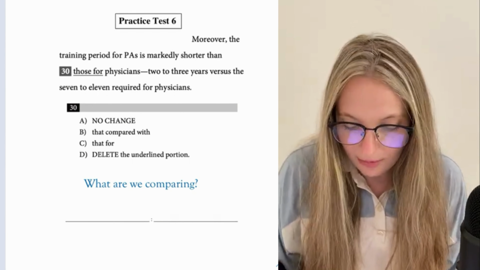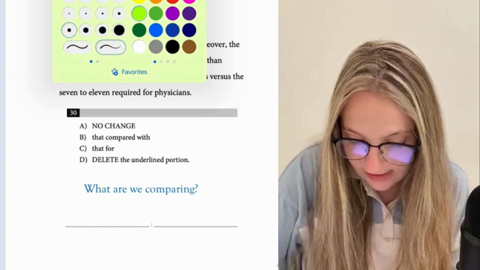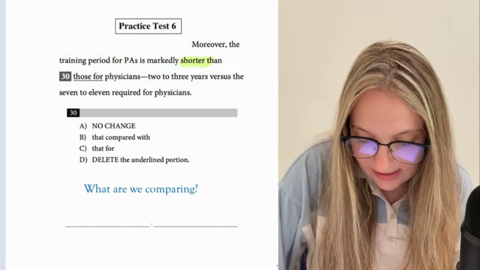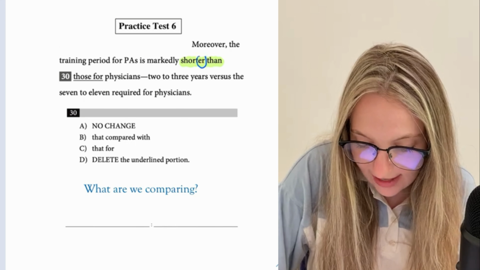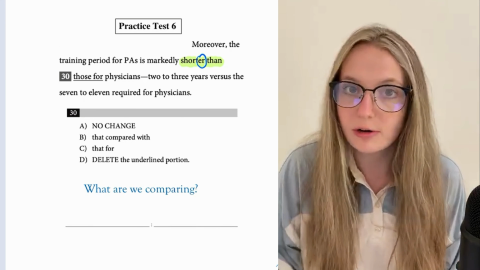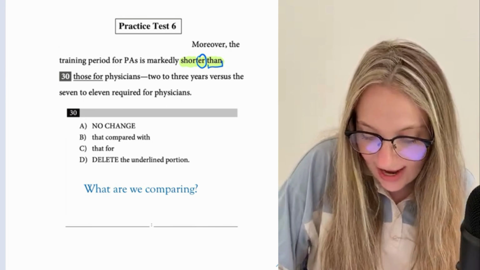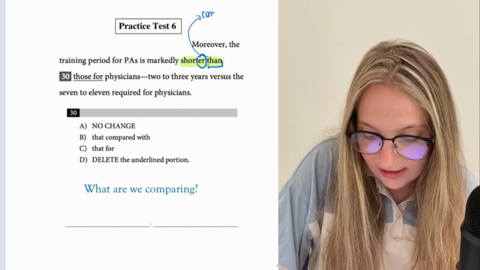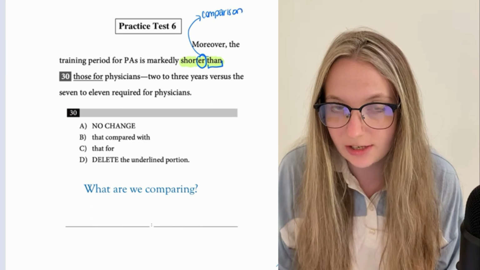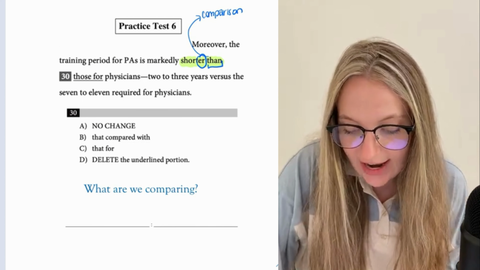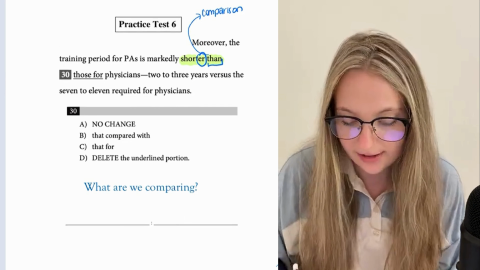Alrighty then, checking out practice test 6, number 30 right here. So again, how do we know that this is a comparison question? We see that it says "shorter than" in the actual paragraph. So whenever we see something that ends with -ER, nicer, smarter, shorter, taller, cooler, we know that we're dealing with a comparison, and THAN as a word always indicates comparison, not to be confused with THEN, which is used for sequence or order. So whenever we see THAN or an -ER ending word, it's probably, again, going to be a comparison question.